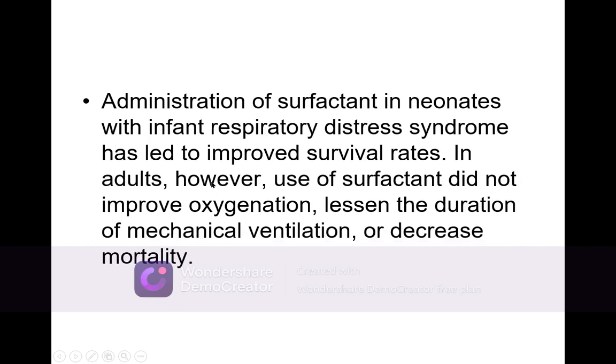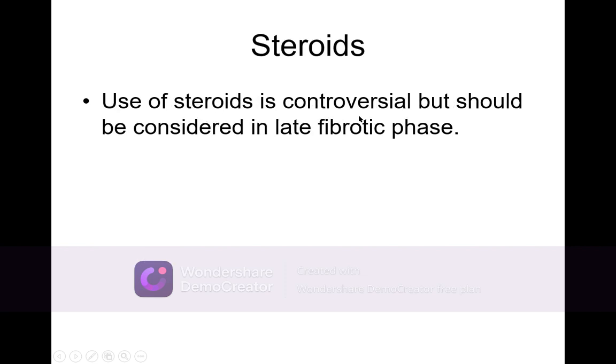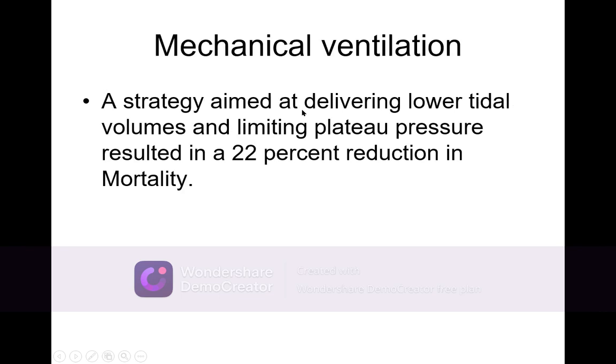The investigation of surfactant in neonates with infant respiratory distress syndrome, that is IRDS, has led to improved survival rates. A study was done, but the introduction of surfactant in adults has not proven beneficial in lessening the duration of mechanical ventilation and decreasing mortality. No. In children, it may be beneficial. Steroids are controversial, but should be considered in the late fibrotic phase because of their anti-fibrotic effect. They can be used to combat the fibrotic reaction.